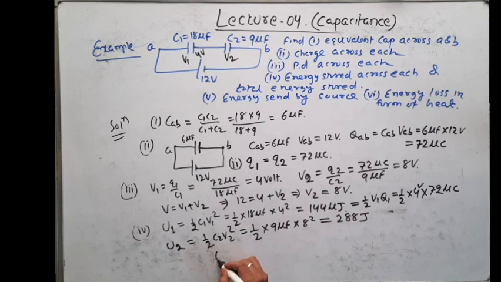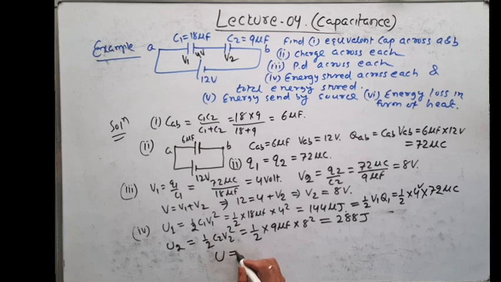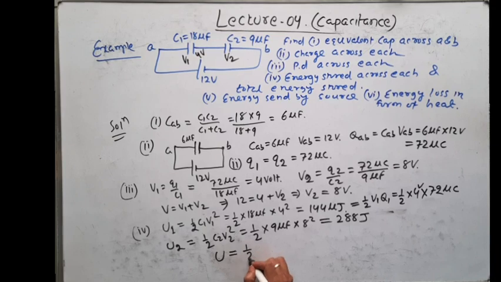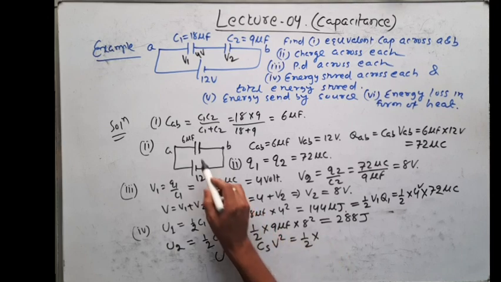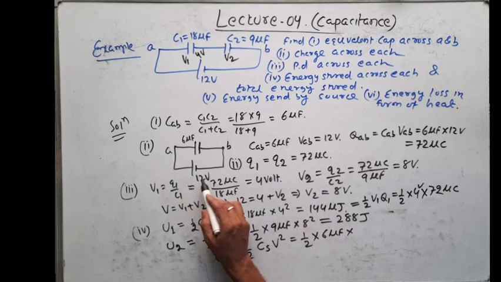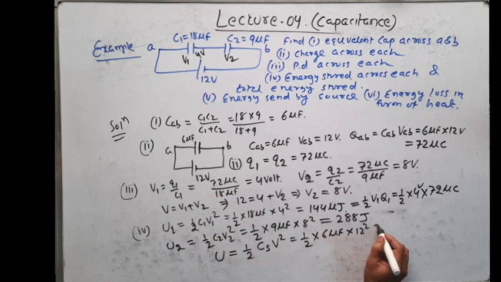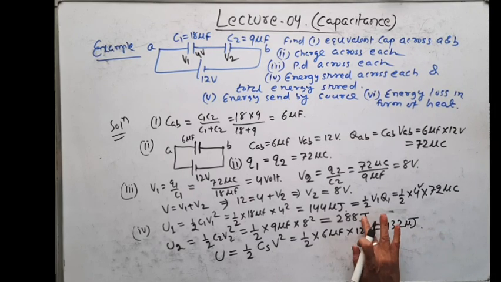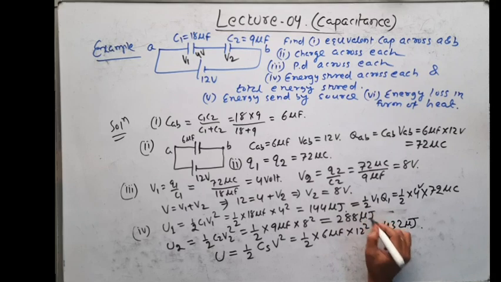Now we will find the total energy stored by the whole combination. Total energy stored is equal to half into the equivalent capacitor CS into V square. That is half into CS. What is the equivalent capacitance? We have already got 6 microfarad, into the voltage. What is the potential difference here? 12 square. So if you calculate, it is 3 into 144, so it is 432 microjoule. Microfarad was there, so microjoule.